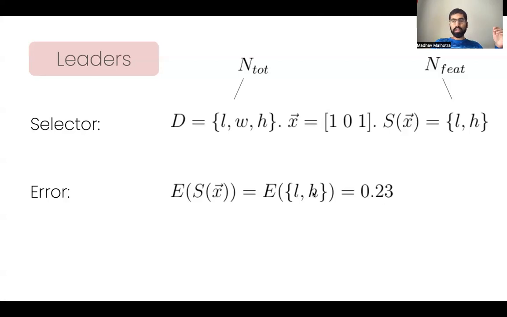For example, in this case, this 0.23 means 23% of the time, if we're training with the length and the height, we are going to get bad predictions. 23% of the time, we'll take an incoming network request and classify it as a cyber attack when it's normal, or classify it as normal when it's a cyber attack.